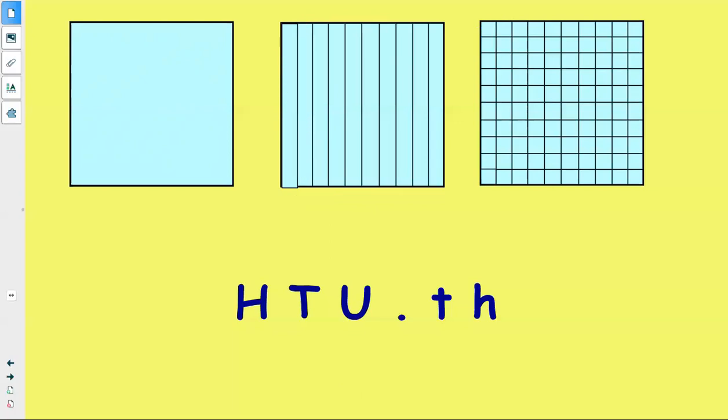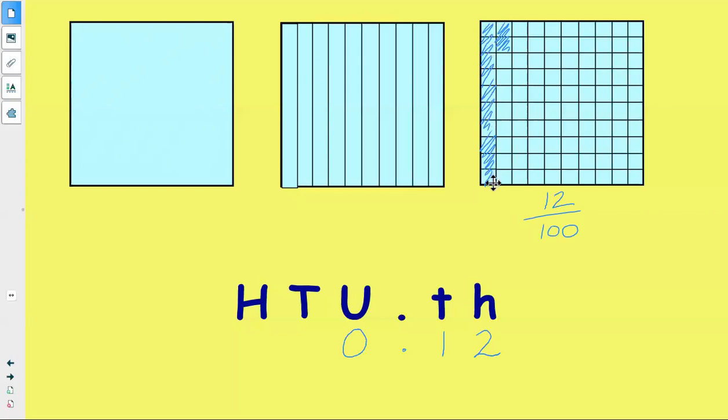Okay. What if I shaded in 12 of them? So that's hundredths, so 12 hundredths. You'd write it as a fraction as 12 over 100. You'd write it as a decimal as 0.12.